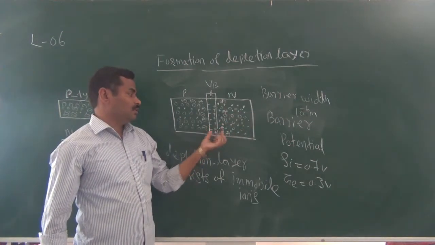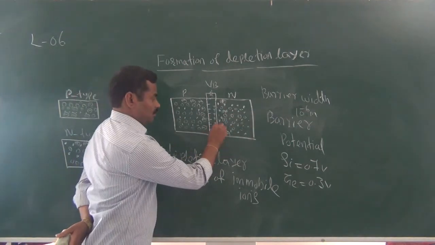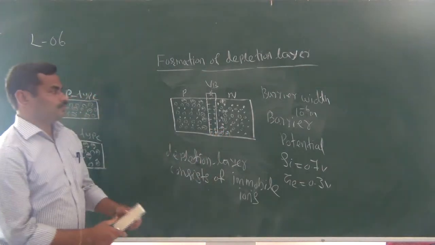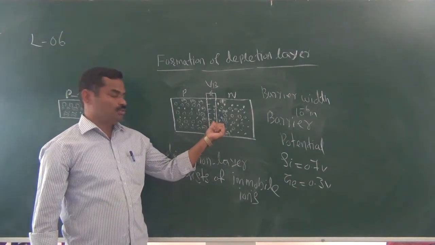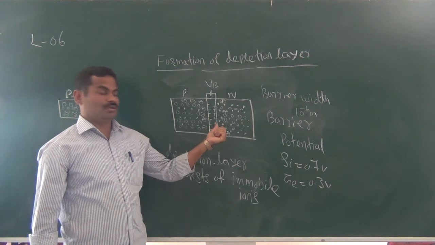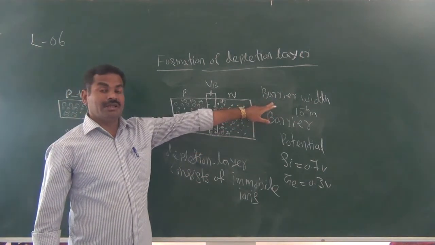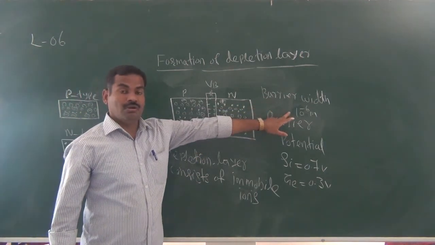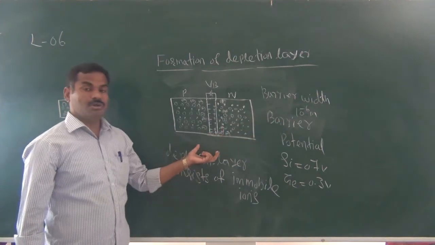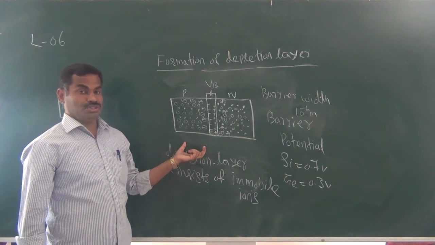It means the distance between the negative and positive ions, or the area between the negative and positive ions, is nothing but the width of the barrier, which is nearly 1 micrometer. This is the importance of your p-n junction.